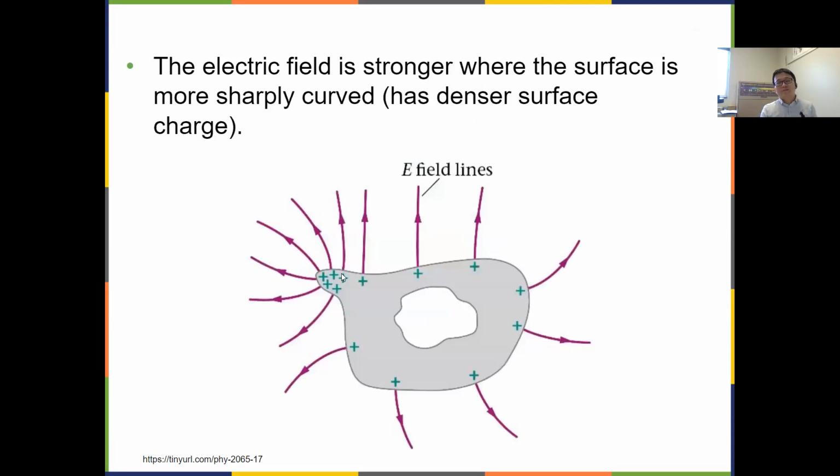And so this will be another scenario. On the surface of a conductor with irregular shape, somewhere is sharper, somewhere is more flat. Then you have more charges on that tip, so the electric field will be stronger there on the surface of the conductor. Because it's an equipotential surface, the lines should be perpendicular to that surface.